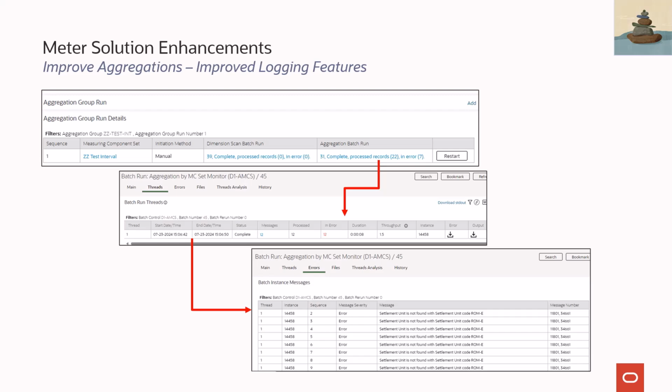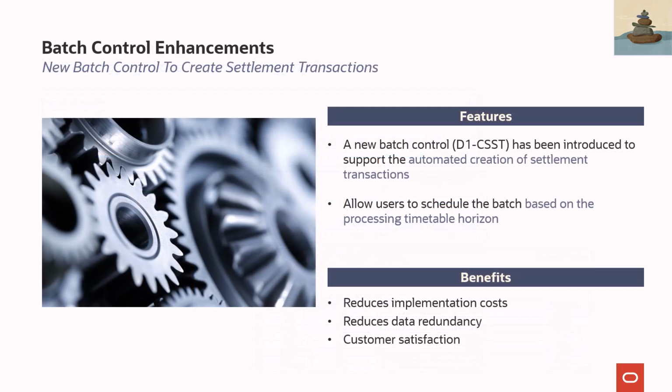In this release, a new batch control, that is D1CSST, has been developed to create settlement transactions based on the processing timetable origin. It allows you to automate the creation of settlement transactions by scheduling them. This new batch reduces the implementation cost and increases customer satisfaction.